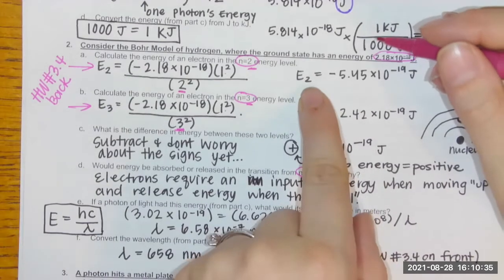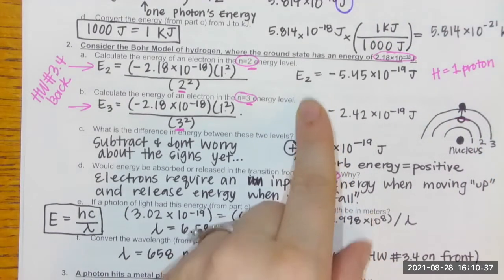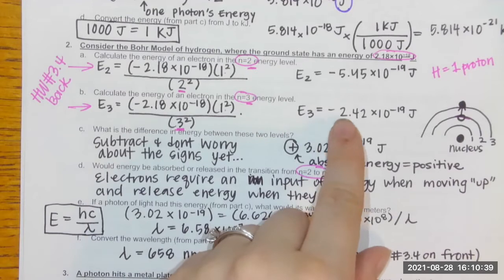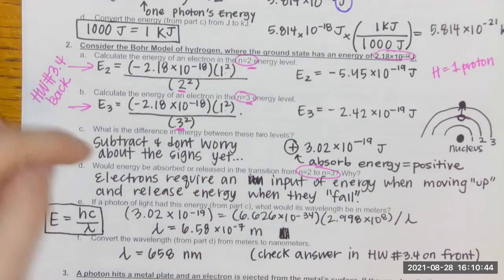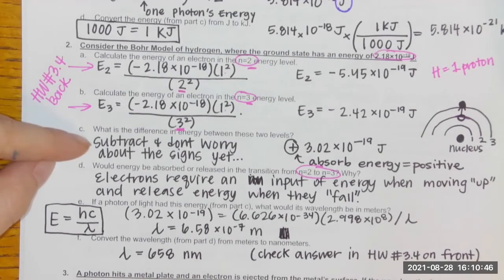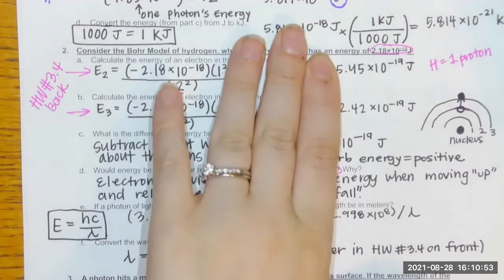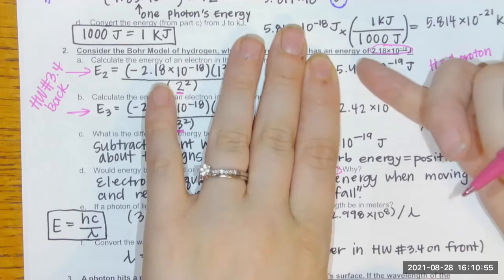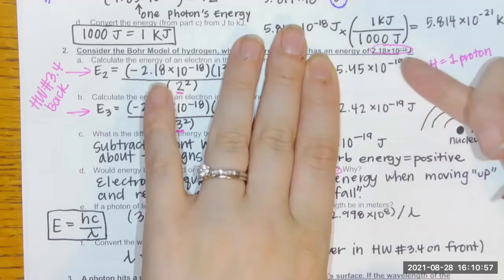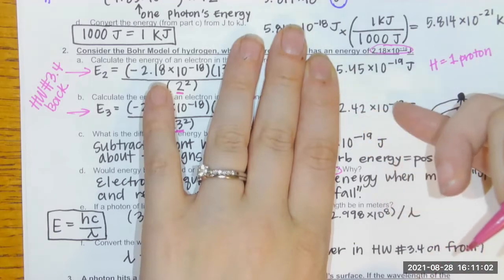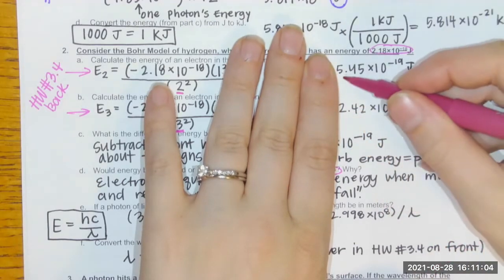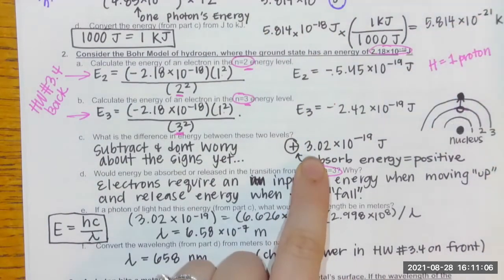That's the energy level of ring 2. And the ring 3 was 2.42 times 10 to the negative 19. At this point, do not worry about the signs. Yes, that says negative. Yes, that says negative. Who cares? Doesn't matter. Just pretend that they're not there and subtract. 5.45 times 10 to the negative 19 minus 2.42 times 10 to the negative 19. So basically 5 minus 2 is 3.